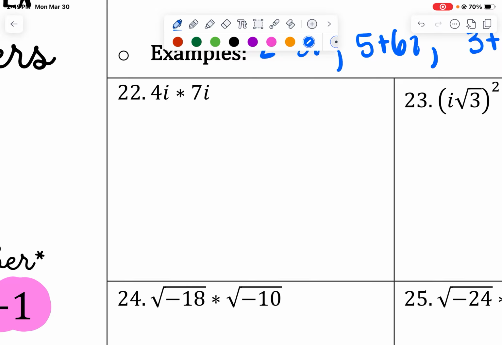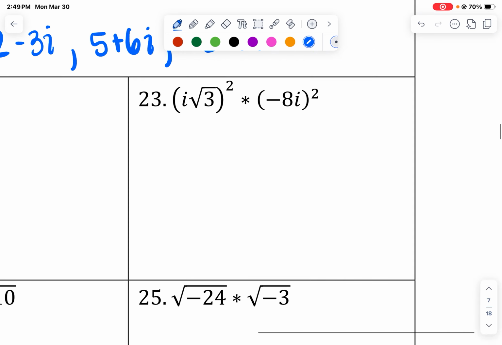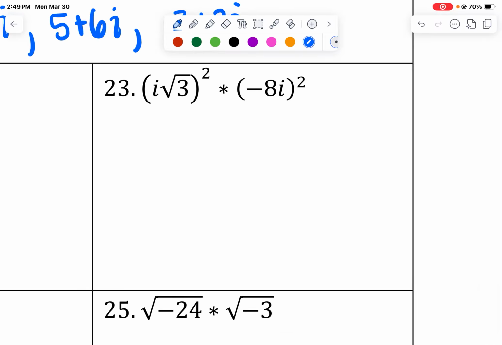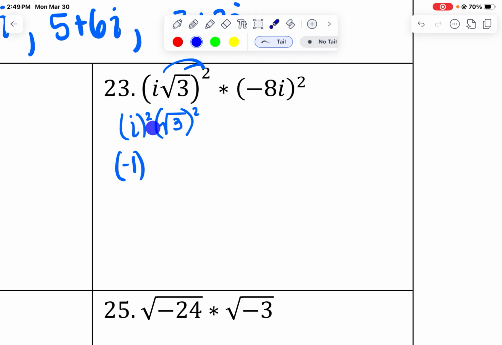Now here we're just distributing, so 2i times 8 gives us 16i. 2i times negative 3i is going to give us negative 6i squared, which is 16i minus 6 times negative 1, we get 16i plus 6, which is not written in the correct form. We'll write 6 plus 16i. And you would do the same thing for 31, and your resulting answer for 31 is going to be 10 minus 2i.